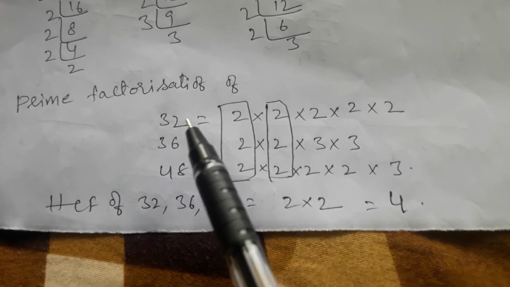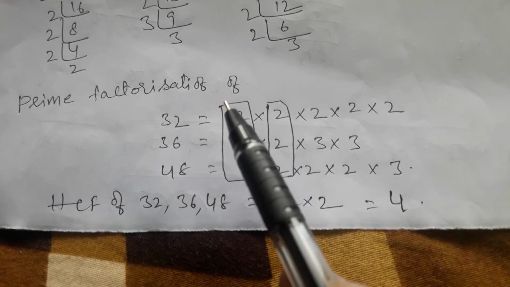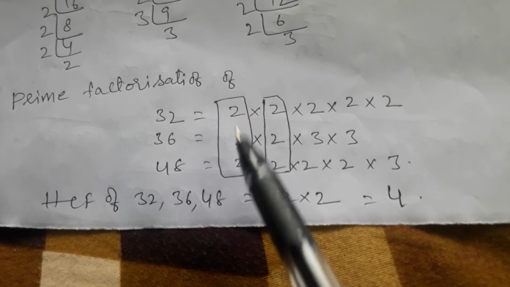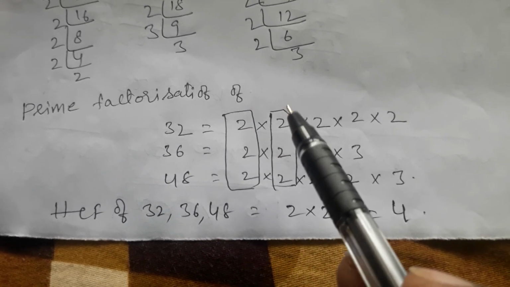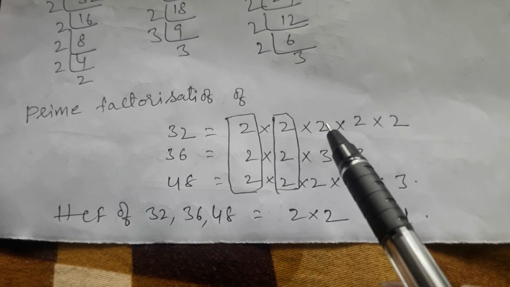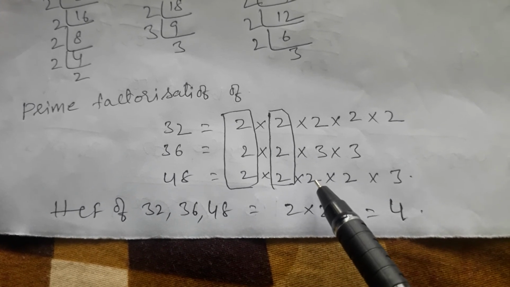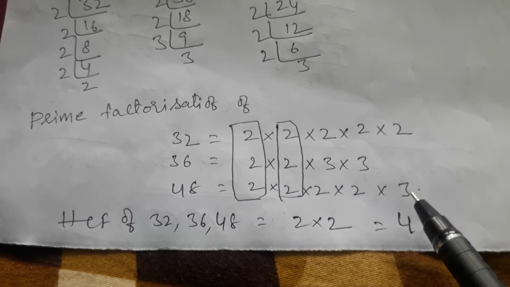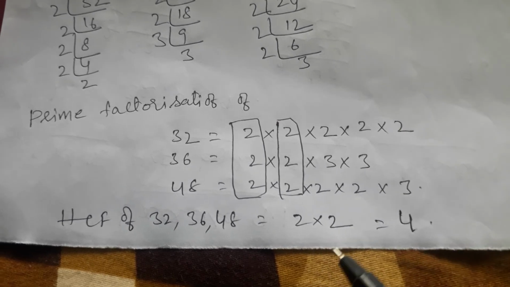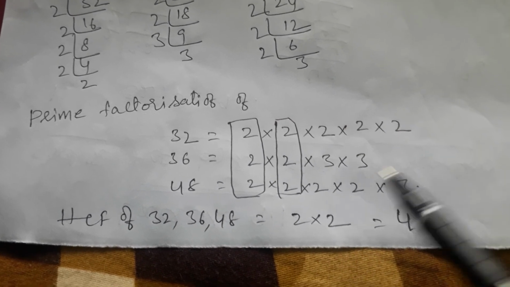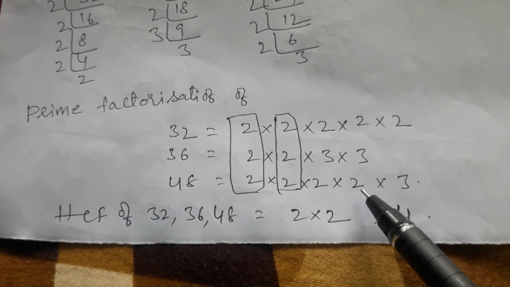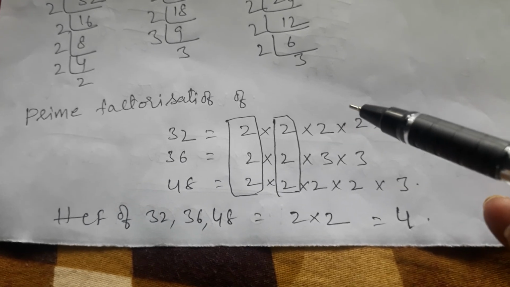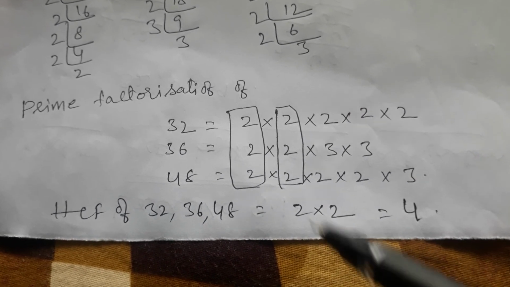Now in these factors, which is common in all? In the first column, first row, second row, third row, which is common? The first 2 is common, so write it one time. The second 2 is common, write it one time. Of course 2 is common in the first and third rows, but not in the second row, so don't take it. Next, 3 is common in the second and third, not in the first, so don't take it. The remaining one more 2 is in the first and third, not in the second, so you should not take it. Which is there in all, that should be taken as a factor.